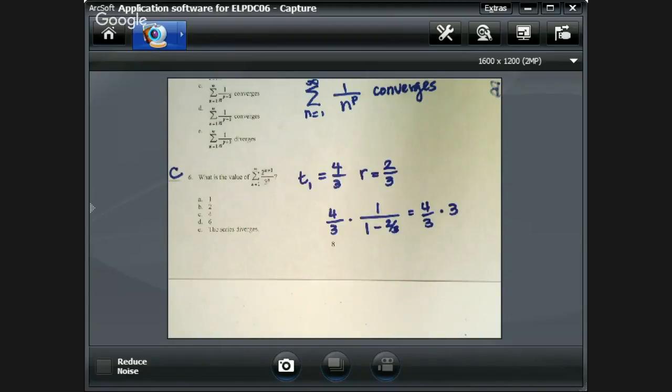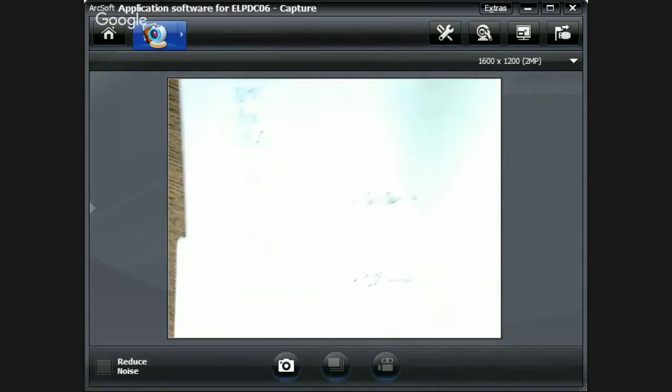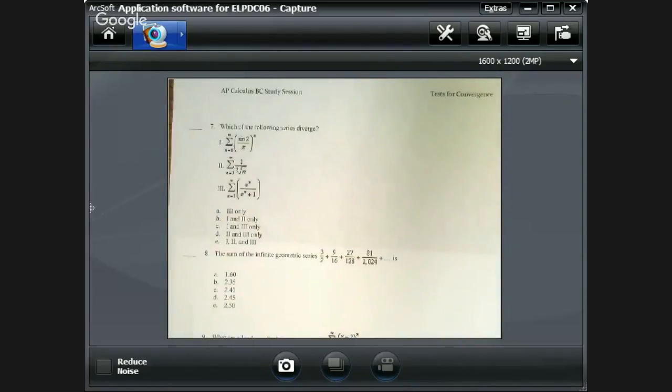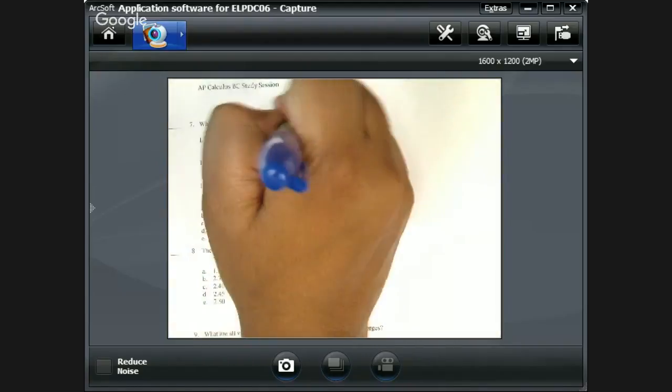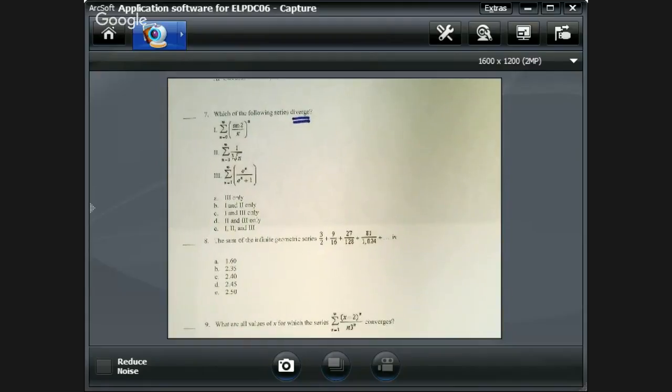Continuing to move on. If I can find a page, there it is. For number 7, which of the following series diverges? Now notice that we're asking for the ones that diverge and not the ones that converge. Everything else asks which ones converge.